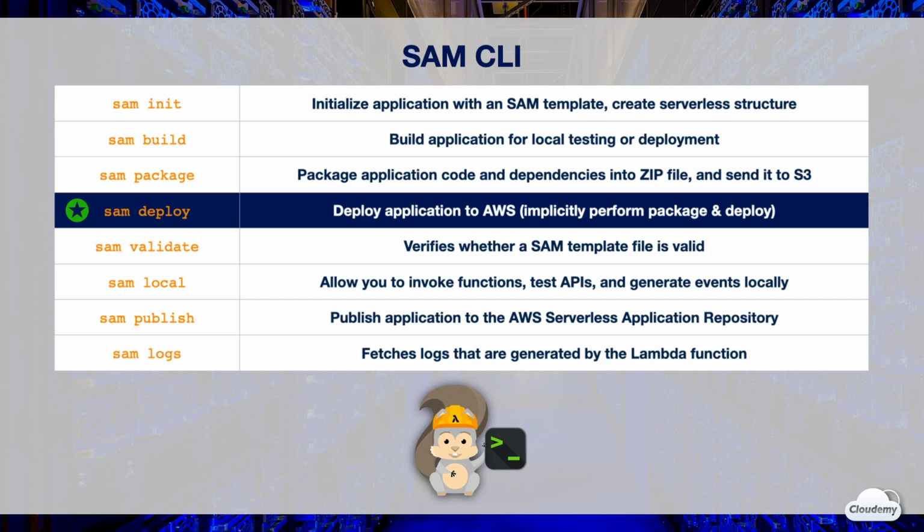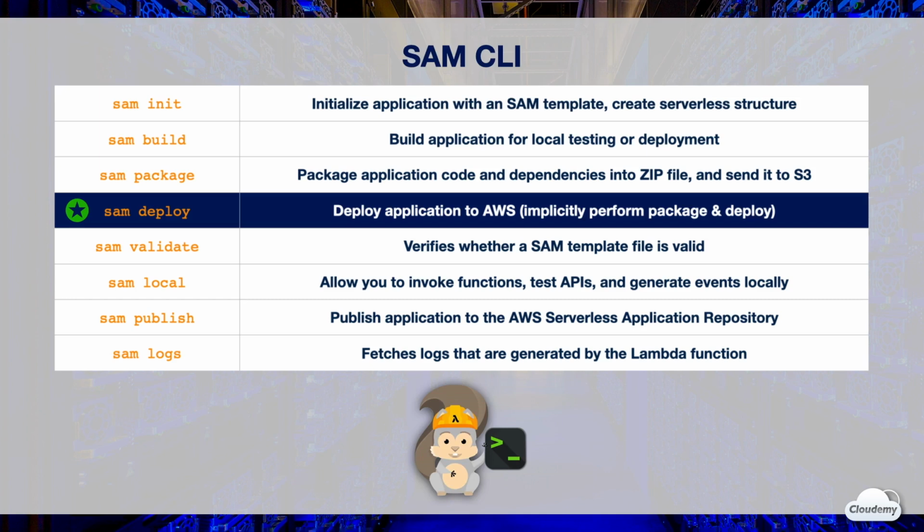SAM build command processes the SAM template, application code, and dependencies. It builds a serverless application and prepares it for subsequent steps. For example, running and testing the application locally, or deploying it to the cloud. SAM package command packages application code and dependencies into a zip file, and sends it to S3. SAM deploy command deploys the application to AWS cloud. When you run the SAM deploy command, it also implicitly performs the functionality of SAM package. You can use the SAM deploy command directly to package and deploy your application to the cloud.